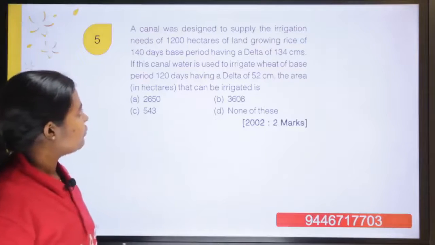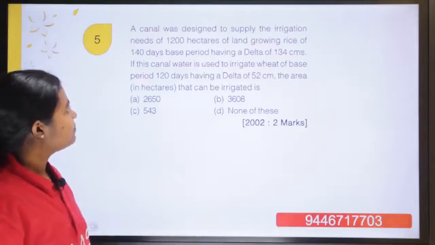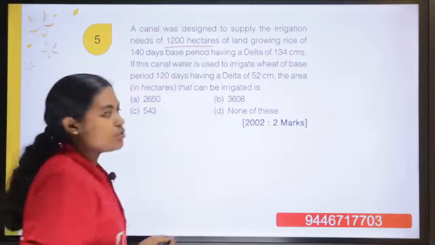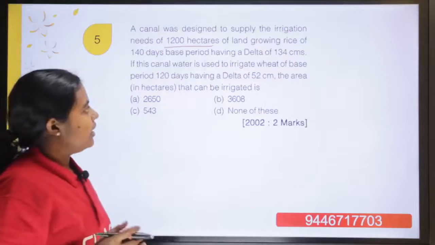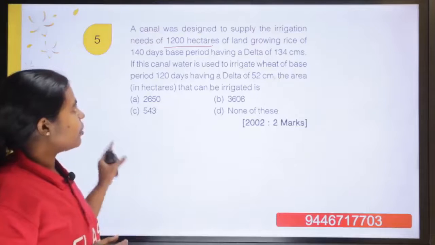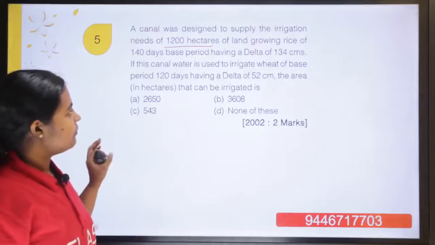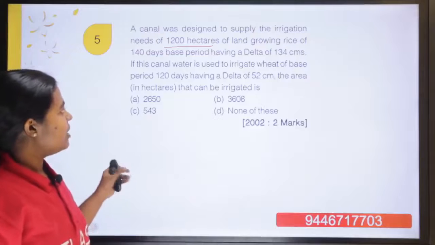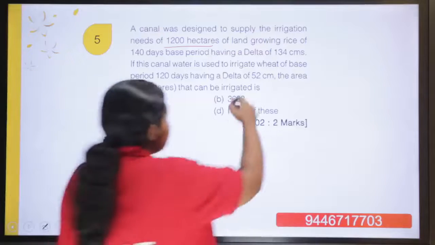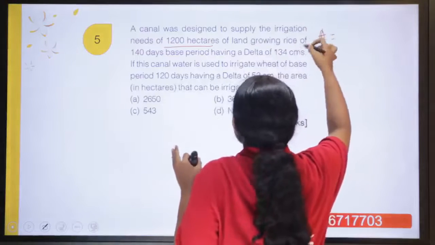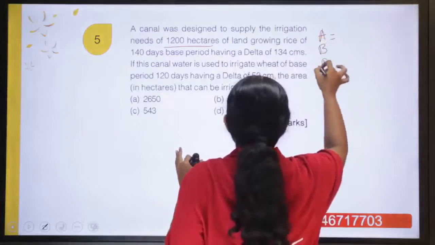Next question. A canal was designed to supply the irrigation needs of 1200 hectares of land growing rice. So the area is given as 1200 hectares, and for growing rice the base period is 140 days, having delta of 134 centimeters. Okay, so there is a canal. We are given the area, base period and delta.